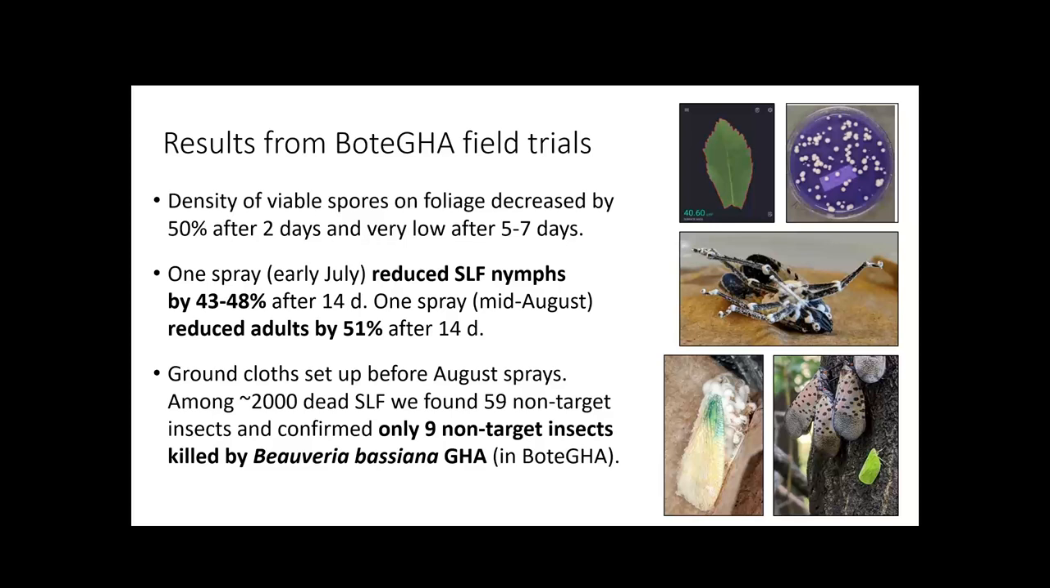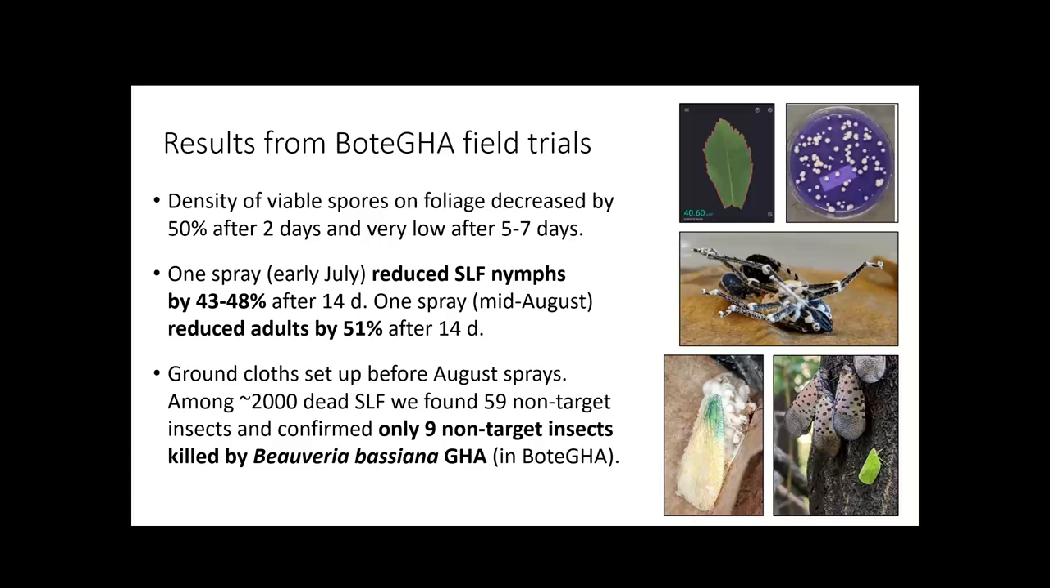The sprays in early July, based on visual counts, we found that Bottega killed about 43 to 48% over the course of 2 weeks. When we sprayed again in mid-August, we sampled adults from those plots. We put them on caged plants, and about 51% of those died from the Beauveria fungus over 2 weeks.